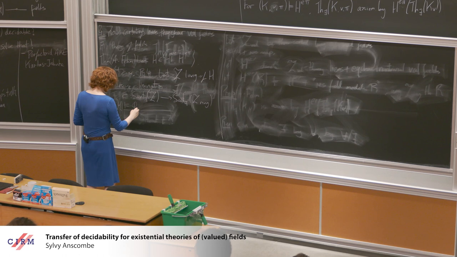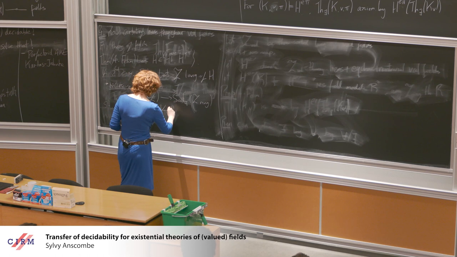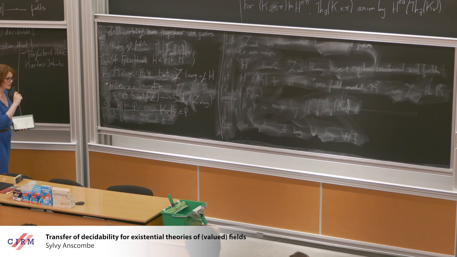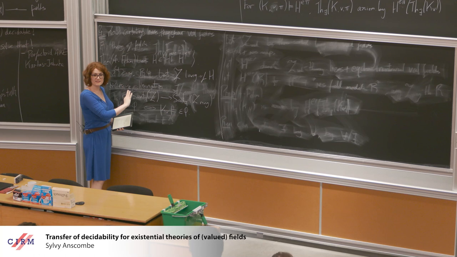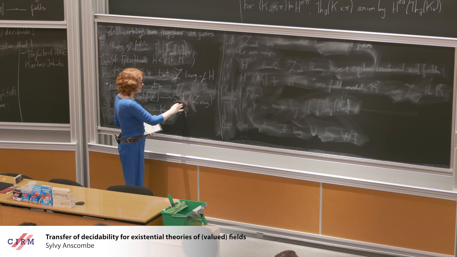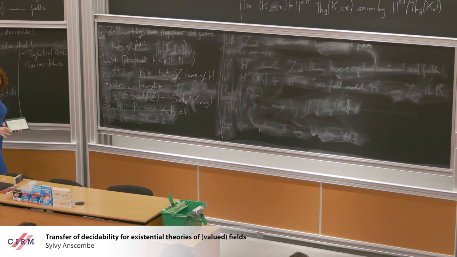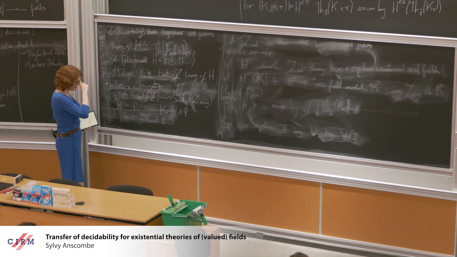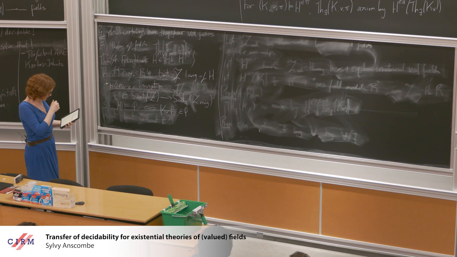K models phi if and only if the residue field models this eliminated version. So this is some kind of elimination. I should emphasize we're talking about sentences, existential sentences, not formulas at present. And here again, existential sentences. So it's not giving you any kind of quantifier elimination, anything like that, but it's saying that we can get rid of the valued field and the value group sort, at least with respect to existential sentences. And that's for all curly K models of H.